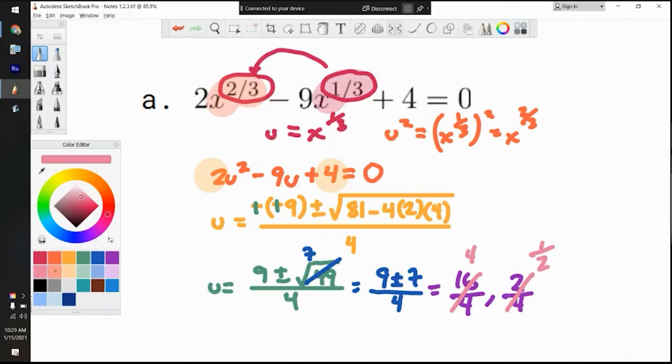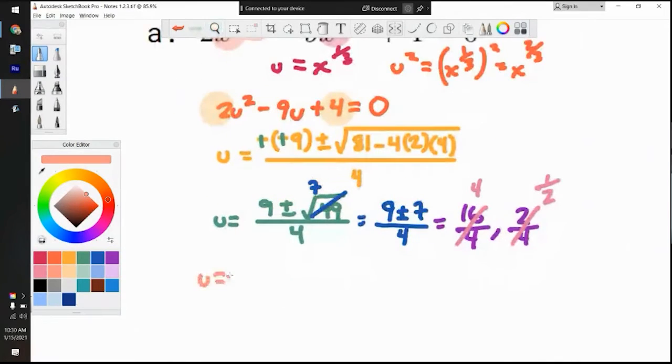It's okay if you don't. Well, u is equal to x to the 1/3. So what I can do is say u is equal to 4. U is equal to 1/2. And then you can go, well, u is also equal to x to the 1/3. So x to the 1/3 is equal to 4. And then this u is equal to x to the 1/3, and that's equal to 1/2. And now you can just solve from here. And then you'd be solving for x.